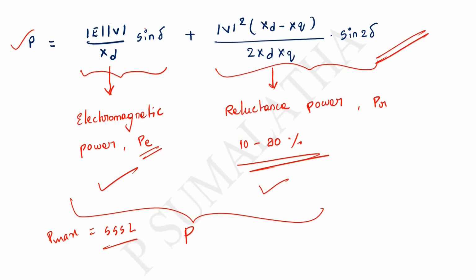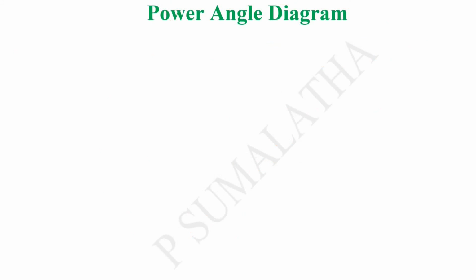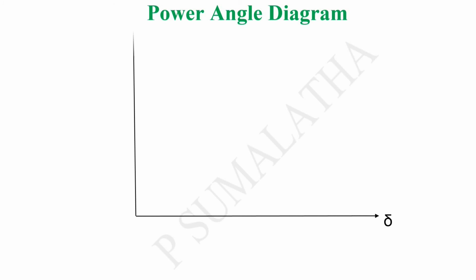For a non-salient pole synchronous machine, we have seen whenever the δ value is equal to 90 degrees, this sine term will be maximum, so the Pmax will arrive at δ equal to 90 degrees. Because of this reluctance power, now it may not be at 90 degrees. Now let us see what is that angle, how to find out. So let us see the power angle diagram. As the name refers, it is the plot between the power and the angle. On the x-axis we will be taking the load angle δ and on the y-axis real power in megawatts.